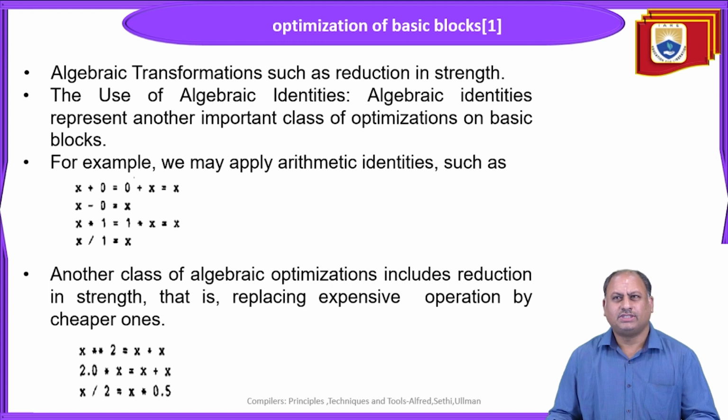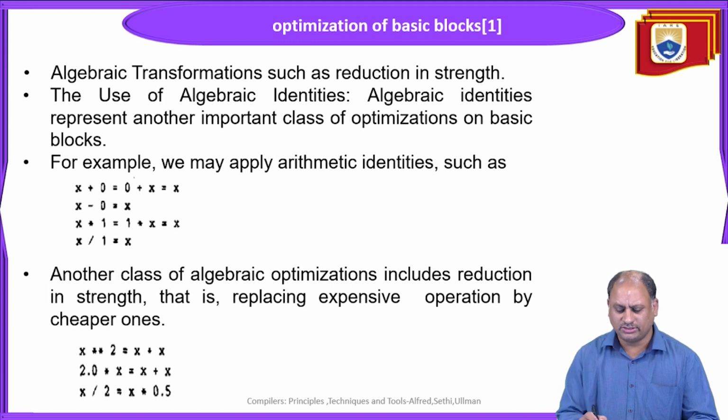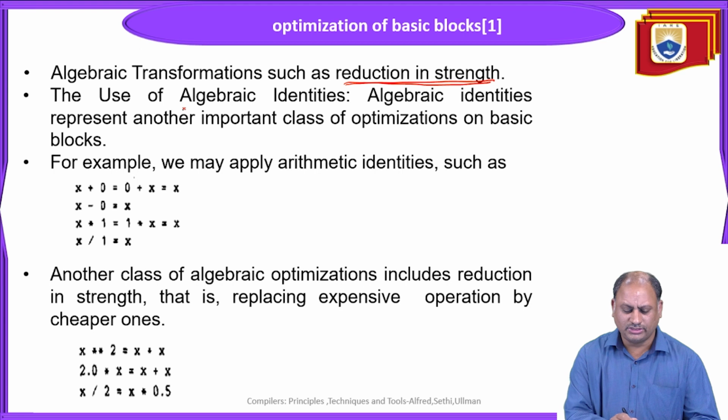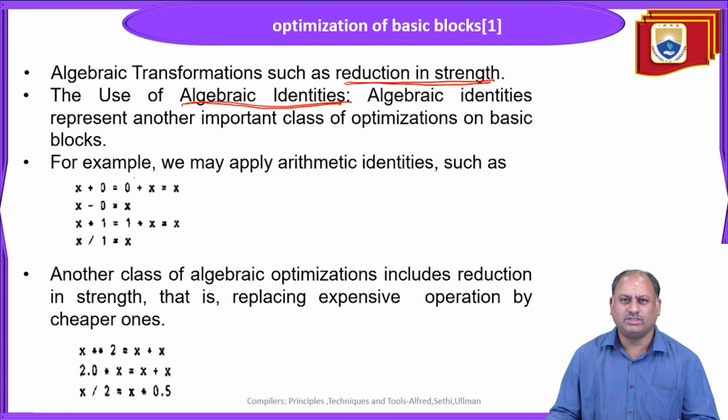Algebraic transformations include strength reduction. One of the algebraic transformation techniques is strength reduction, along with the usage of different algebraic identities. We are going to use several algebraic identities. This is an optimization technique that lets us achieve optimization very easily by applying these techniques.